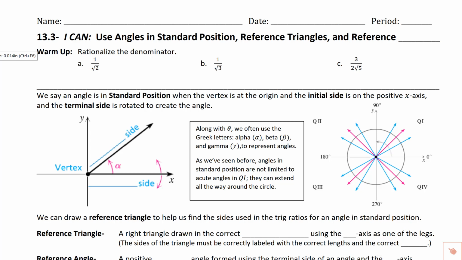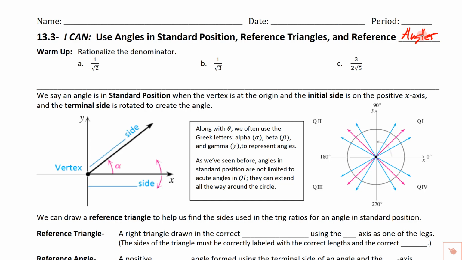So it says use angles in standard position. That's one of our goals. We've talked about standard position already. We're going to talk about reference triangles and reference angles. They are super important, and about half the people do them the wrong way naturally. You have to make sure that you're drawing the reference triangle and the reference angle the right way. If you draw it the wrong way, you are going to get the wrong answer and you're going to get frustrated, okay? So we're going to start with a little bit of simplification like we were just talking about.